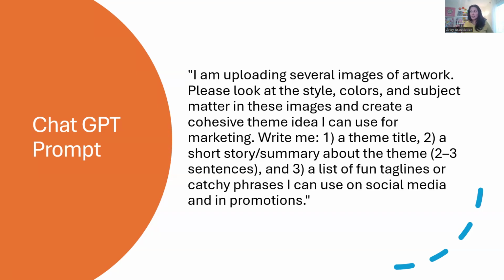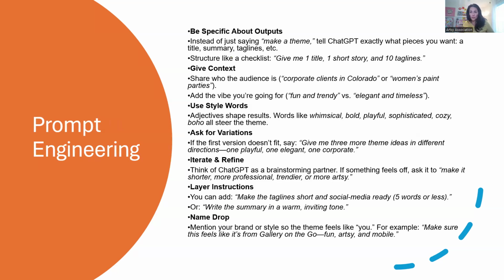Please look at the style, colors, and subject matter in these images and create a cohesive theme idea that I can use for marketing. Write me a theme title, a short story or summary about the theme, 2 to 3 sentences, and a list of fun taglines or catchy phrases I can use on social media and in promotions. Okay, so you can go play with that now if you want to, or wait, I'm going to give you some more tips.